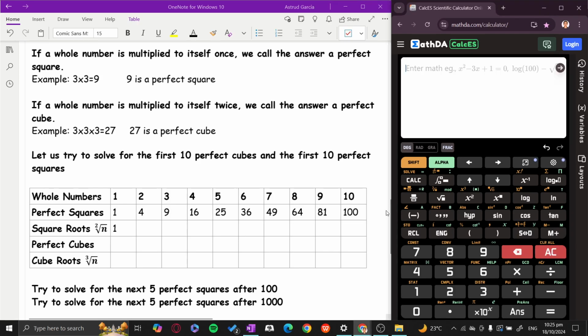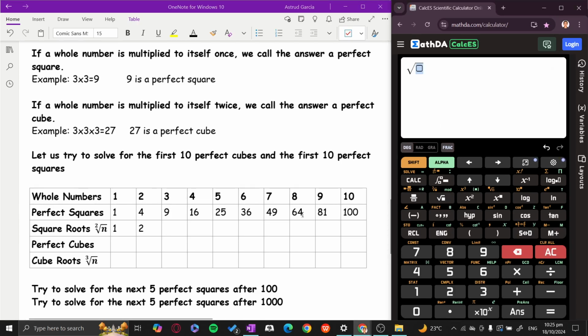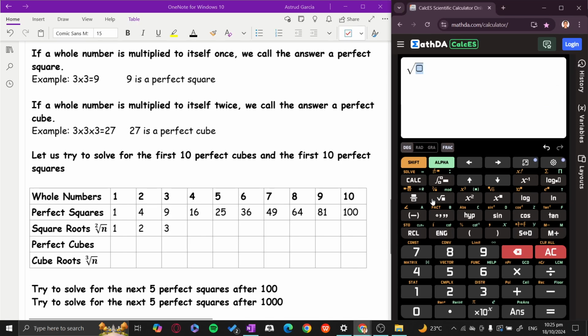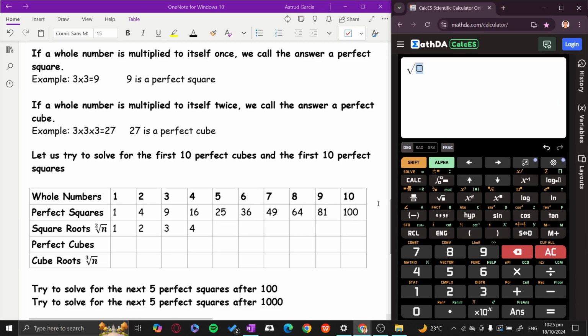Let's try. What about the square root of 4? It's equal to 2. We have the square root of 9, which is equal to 3. And then we have the square root of 16. That's 4. We have the square root of 25. That's 5.